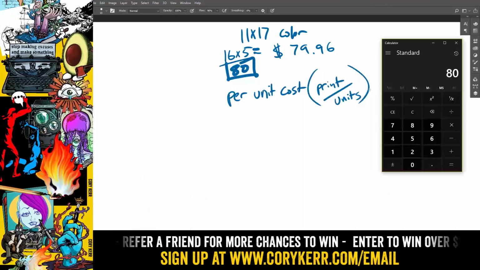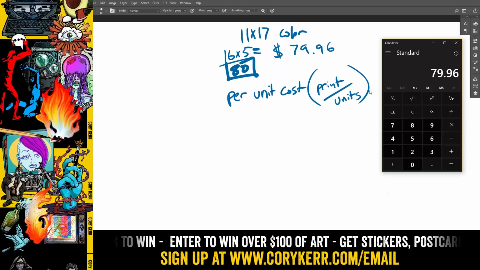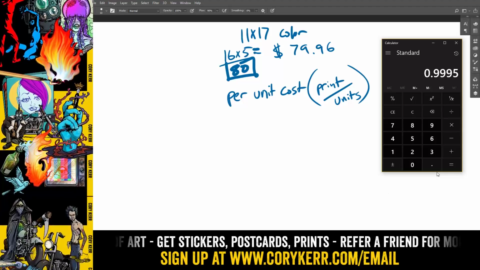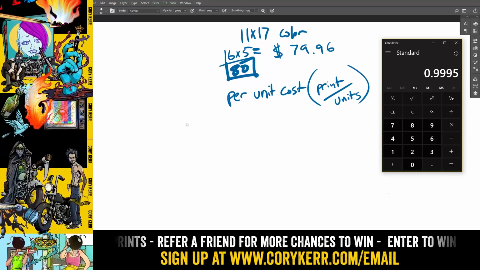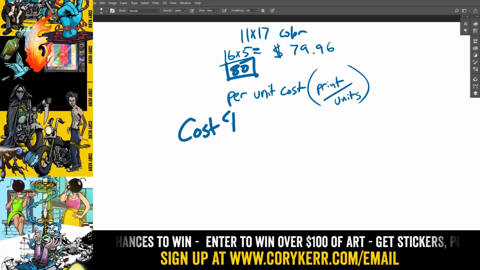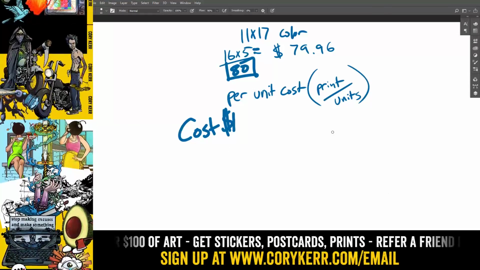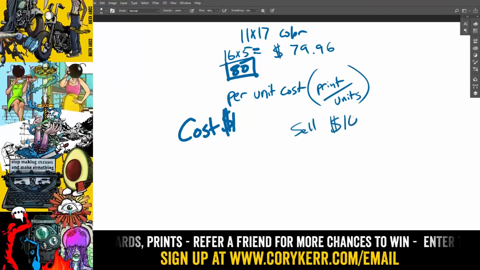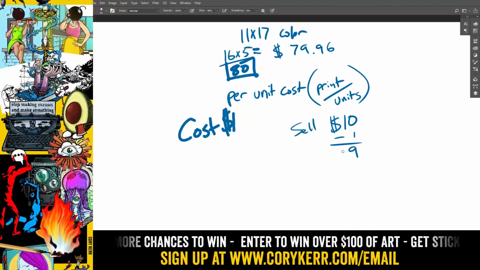And so I'm going to come in here and I'm going to say 79.96 divided by 80. And we get basically $1. So just to make it easy, since this rounds up and rounds up, right? So that's $1. So my cost per unit is $1. So now I can run some scenarios. If I sell these, and we can do this math without the calculator, if I sell these for $10 a piece, then my profit minus the cost is going to be $9 a piece.